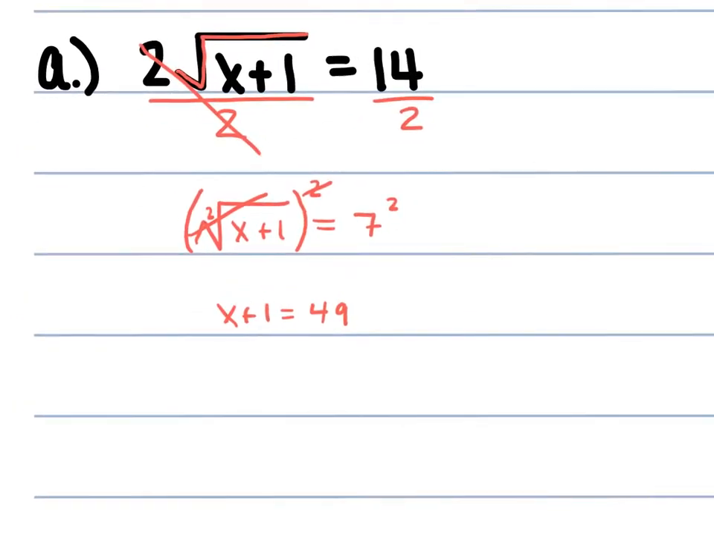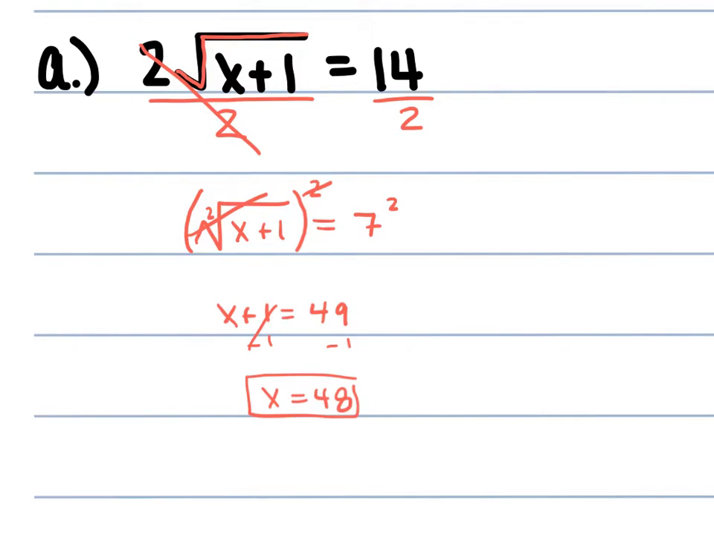Where am I going from there? Subtract 1. Subtract 1, subtract 1. And x is equal to 48. Done and done. It's a little easier than what we've done before, right? And that's what we're going to see today. Somebody said no? This was harder than what we did yesterday? I think yesterday was easier.